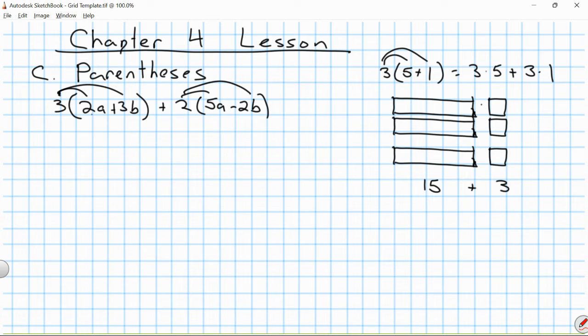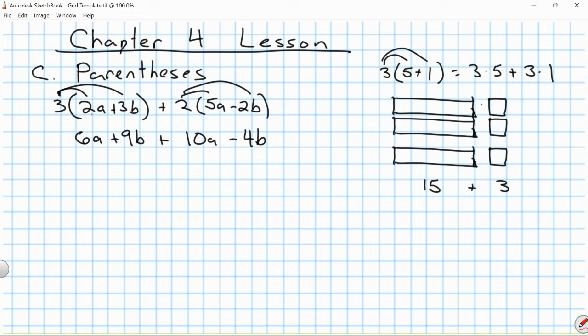6a is still 0 if a is 0. It would only be division where you have to say like if. Okay, so this is going to be 6a plus 3 times 3b is 9b plus 2 times 5a is 10a plus 2 times, what's 2 times negative 2b? Negative 4b, which is really just minus 4b.